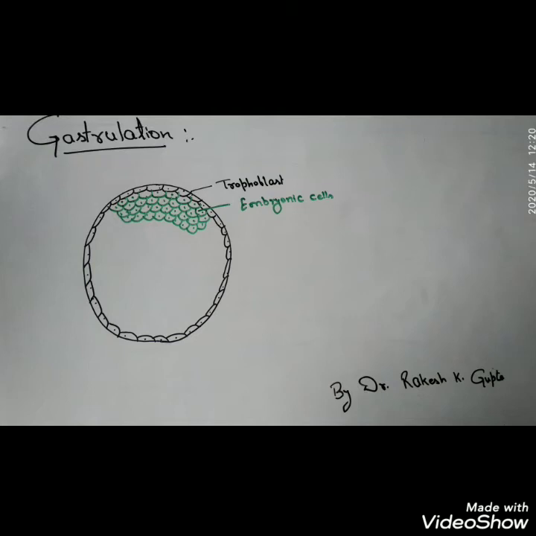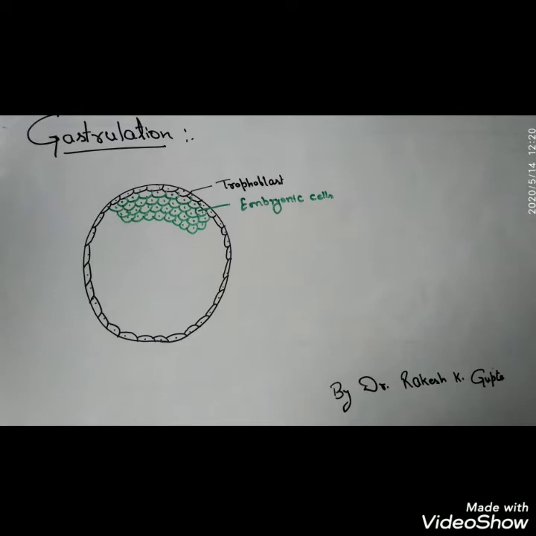Students, today we are going to discuss gastrulation. Gastrulation is the process of formation of gastrula from the blastocyst, or it can also be defined as the process of three germinal layer formation from the blastocyst due to change or rearrangement of the cells.